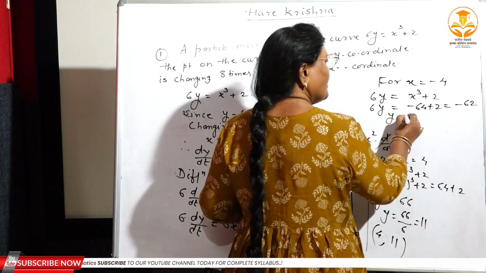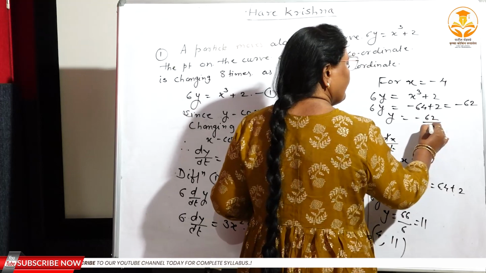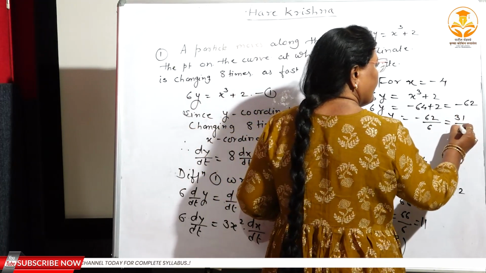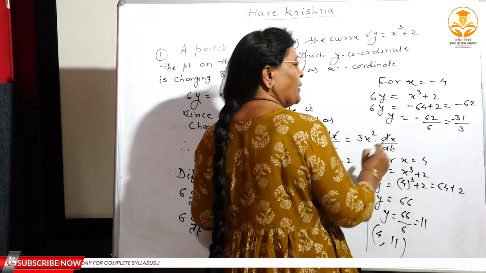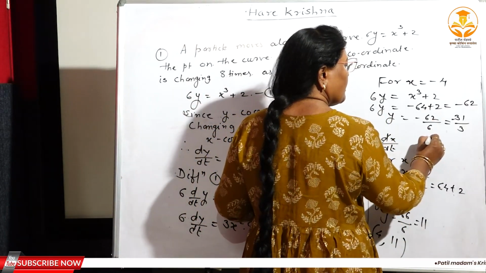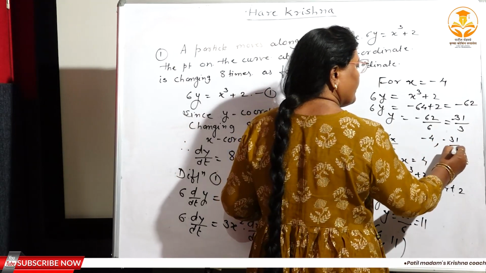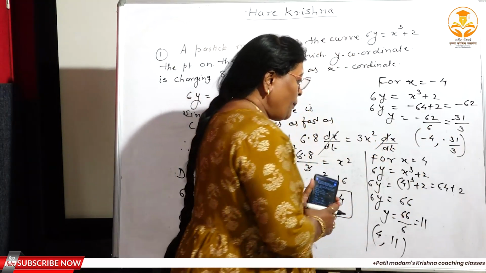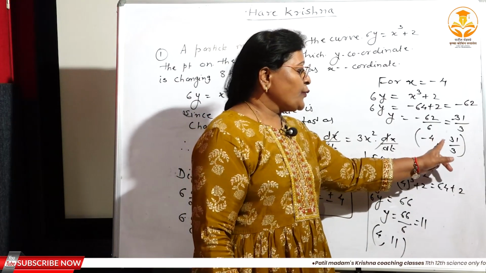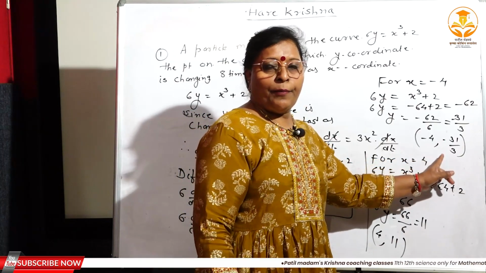Isn't it? And y is equal to minus 62 divided by 6. If you divide by 2, then you will get 31 divided by 3. So, minus 31 divided by 3. Therefore, the second point is (minus 4, minus 31 divided by 3). Therefore, the points on the curve are (4, 11) as well as (minus 4, minus 31 divided by 3).